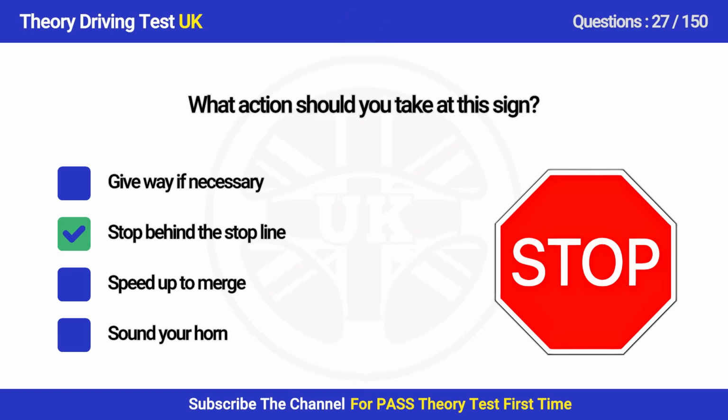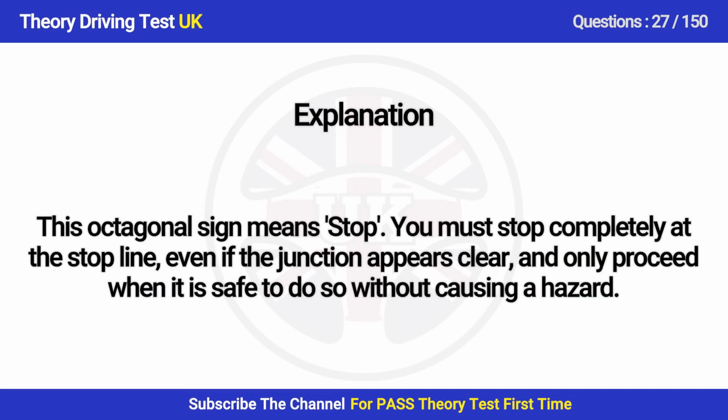Answer is B. Stop behind the stop line. This octagonal sign means stop. You must stop completely at the stop line, even if the junction appears clear, and only proceed when it is safe to do so without causing a hazard.